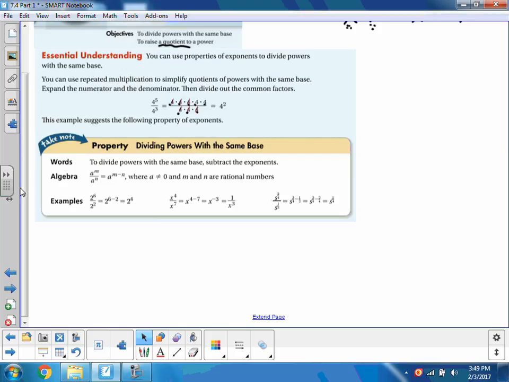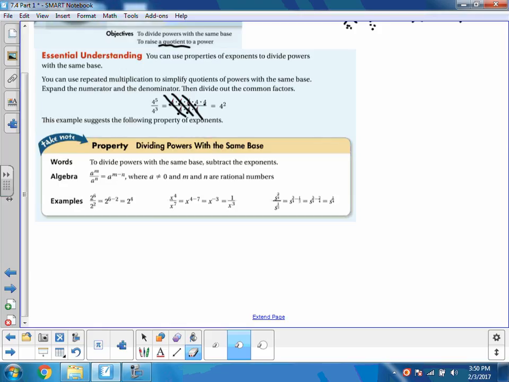So 4 to the fifth over 4 to the third, you can recognize that 4 over 4 equals 1. People look at it as canceling, but really we're just simplifying it to 1. We'll call it canceling, but really it is simplifying. So each 4 over 4 is 1, and you're left with 4 to the second power. So 4 to the fifth over 4 to the third simplifies down to 4 to the second, which is 16.